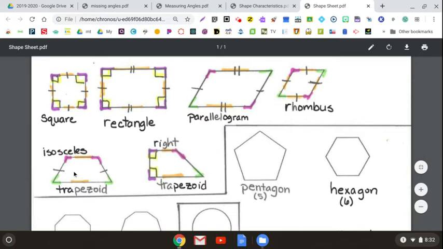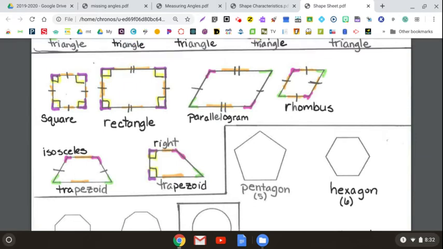The last kind of quadrilateral or 4-sided figure you might find is the trapezoids. There are 2 kinds of trapezoids. This first one, where you can see my arrow, is an isosceles trapezoid because this side and this side are equal. The trapezoid is different from the other guys in that it only has 1 pair of parallel sides. The isosceles trapezoid has 2 obtuse and 2 acute angles.